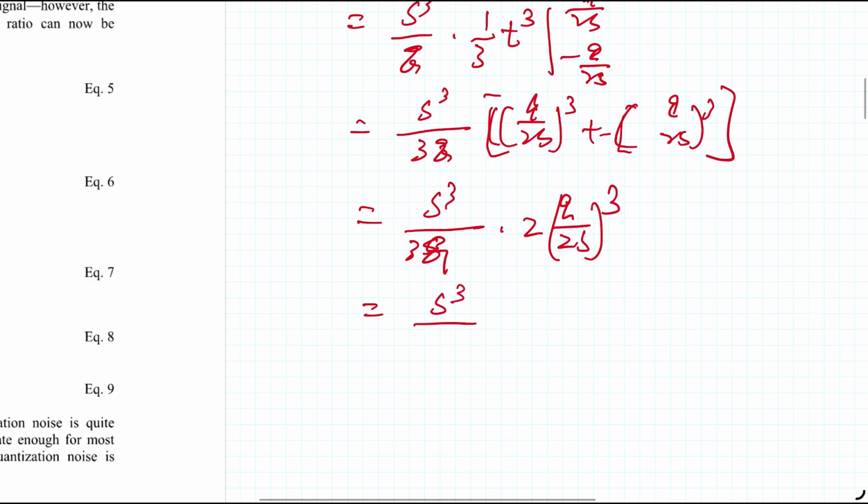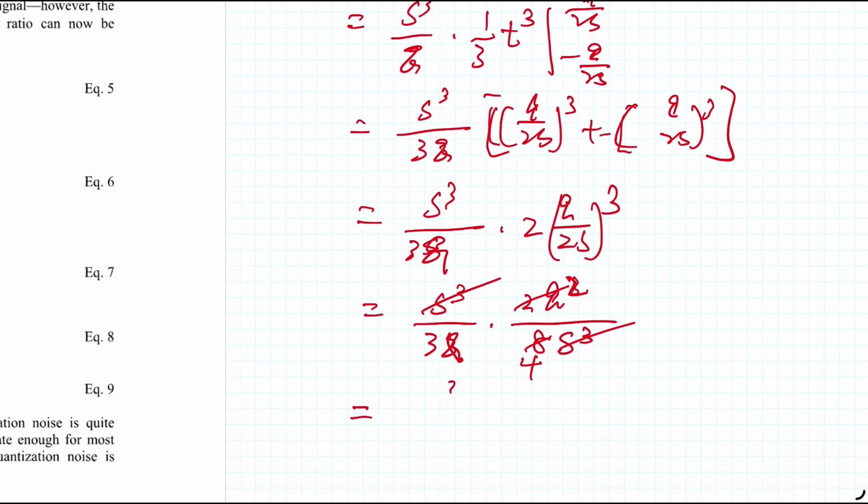So s cubed over 3q, 2 times that is q cubed times 2, here 2 cubed is 8s cubed. Okay, let's clean up here. We just cancel that. So 2 cancels here to give 4, and the q cancels here, leaving q squared. So basically we have q squared left over, and 3 times 4 equals 12.